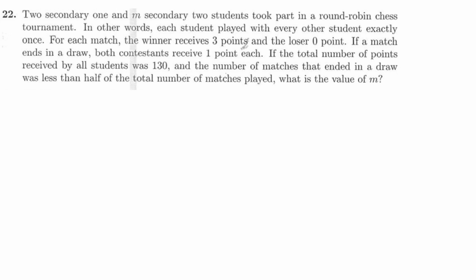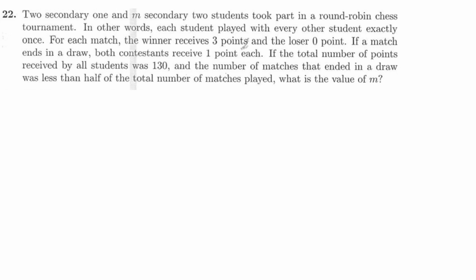2 secondary 1 and M secondary 2 students took part in a round-robin chess tournament. In other words, each student played with every other student exactly once. For each match, the winner receives 3 points and the loser 0 point. If a match ends in a draw, both contestants receive 1 point each.